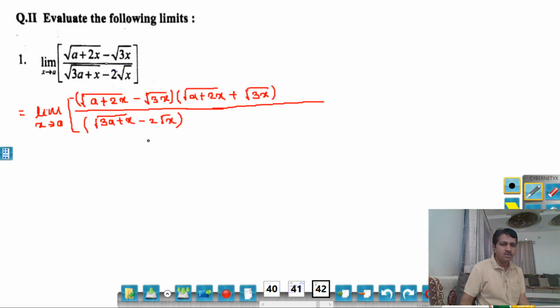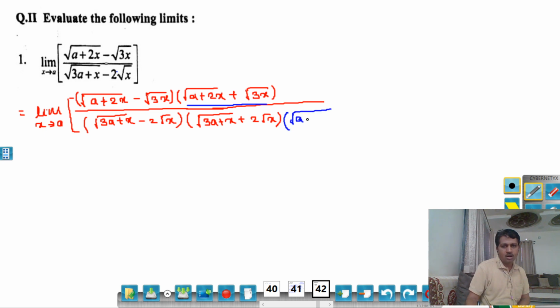Now I want to also rationalize the denominator. So the conjugate of the denominator is 3a plus x plus 2 root x. Now multiply the denominator also by the conjugate. The conjugate of the numerator is this one, and I should multiply by this conjugate to the denominator also. I have to multiply the numerator and denominator by the conjugates. And the conjugate of the denominator is this one, and I should multiply the numerator also by the same conjugate.